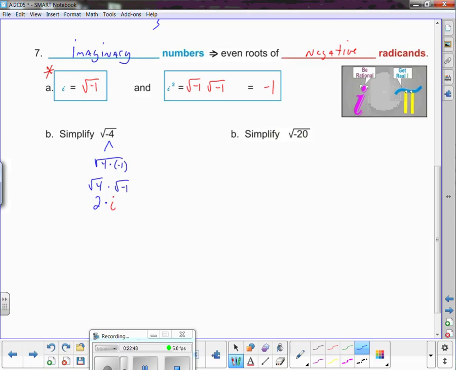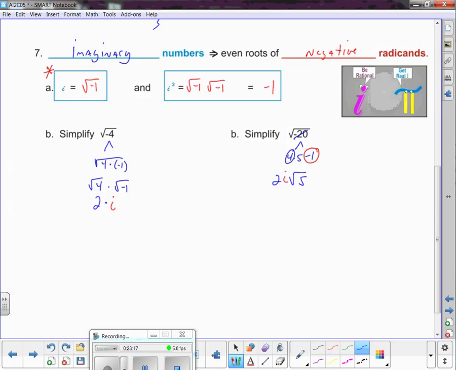What about like a negative 20? Well, this is just like a 4 times a 5 times a negative 1, right? What's the square root of 4? 2. What's the square root of negative 1? i. And what's left in the square root? 5.